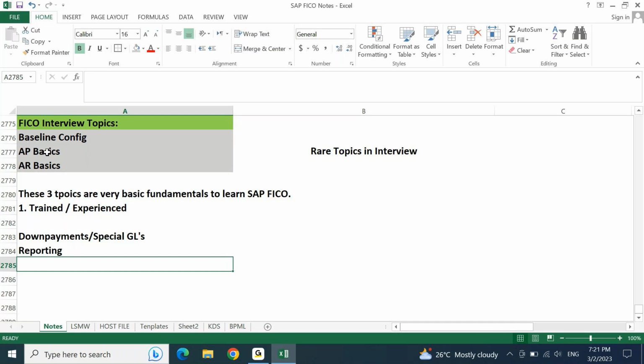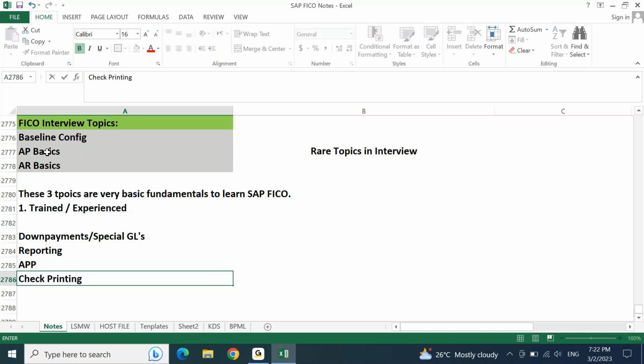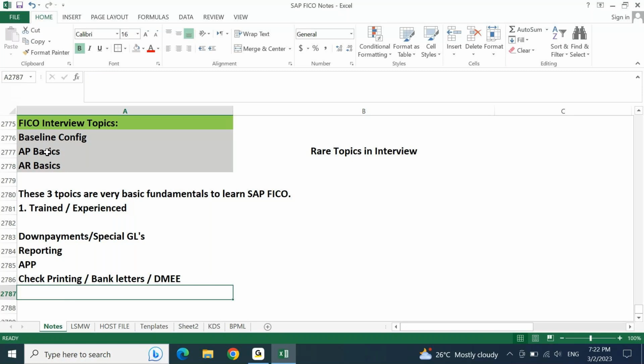Okay, then you have APP, the automatic payment program. In this, you have to know check printing, bank letters, or DME. These points you have to know. Whatever we are writing here, you need not know the configuration of it if you want to clear the interview. I'm telling you again, if you want to clear the interview, you do not have to know the configuration. There is no need for you to do the configuration on the system practically. If you know the concept and the process flow, you can talk to anybody, you can clear any interview that you attend without even doing any config.